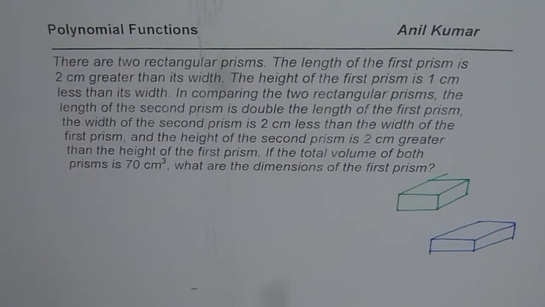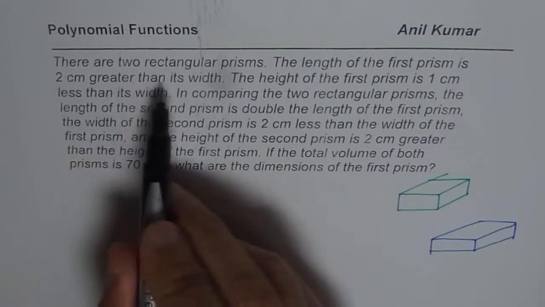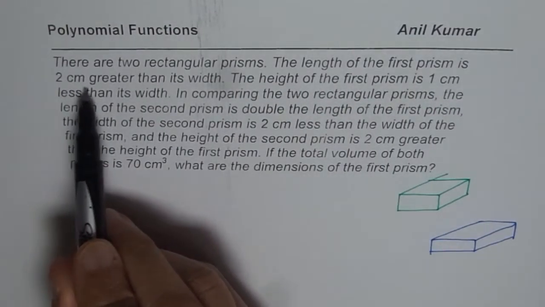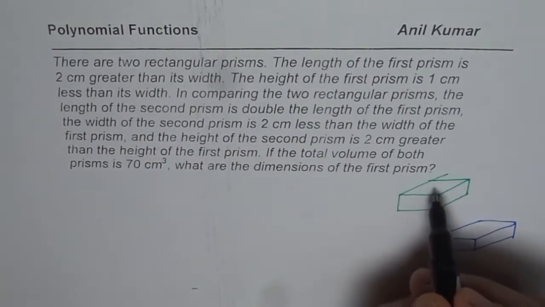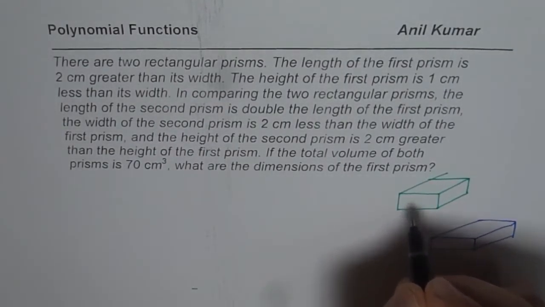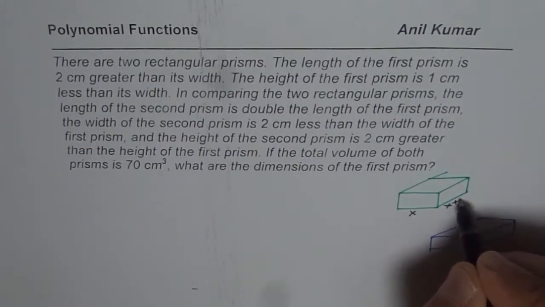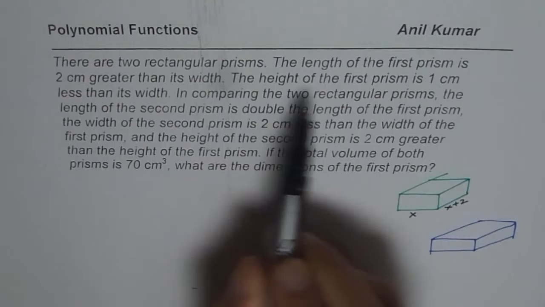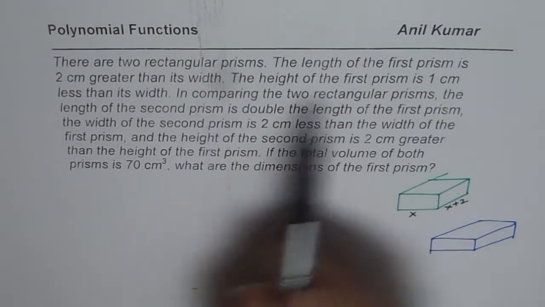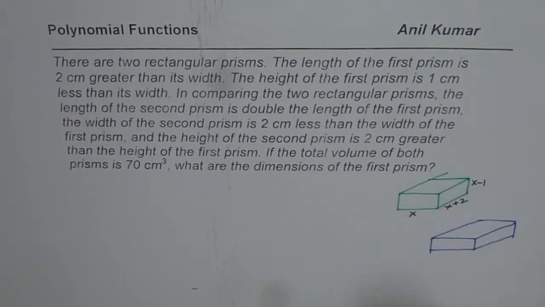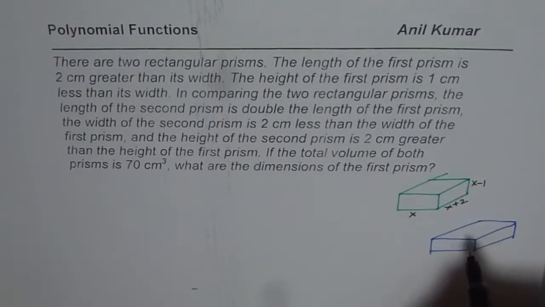Now, as we read, we should write down the dimensions so that we don't really get mixed up in numbers. So it says there are two rectangular prisms. The length of the first prism is 2 centimeters greater than its width. So let the width be x, right? So we'll have x, and length is 2 centimeters more, so it is x plus 2. The height of the first prism is 1 centimeter less than its width. So height is x minus 1.